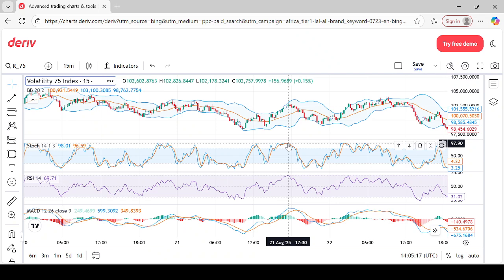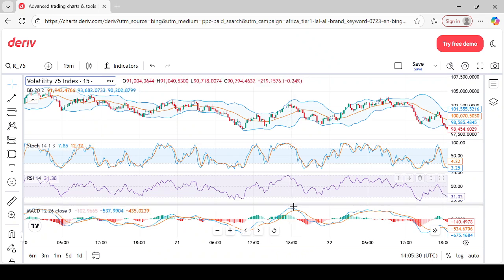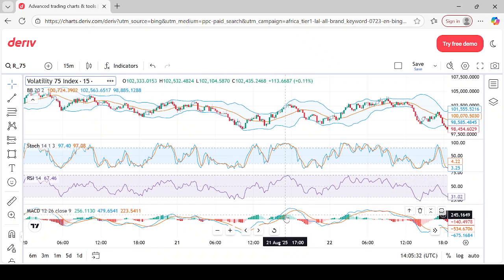Now the RSI touches the level 70, and as you can see, RSI is at the 70 region in this indicator. Now the MACD histogram has to form a peak, and as you can see, the histogram is forming a peak at this area.